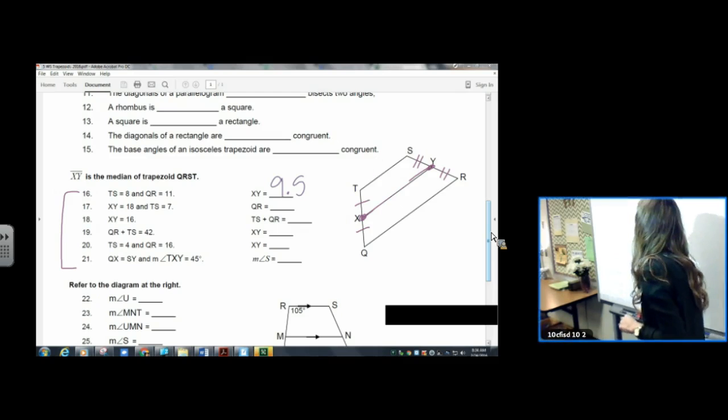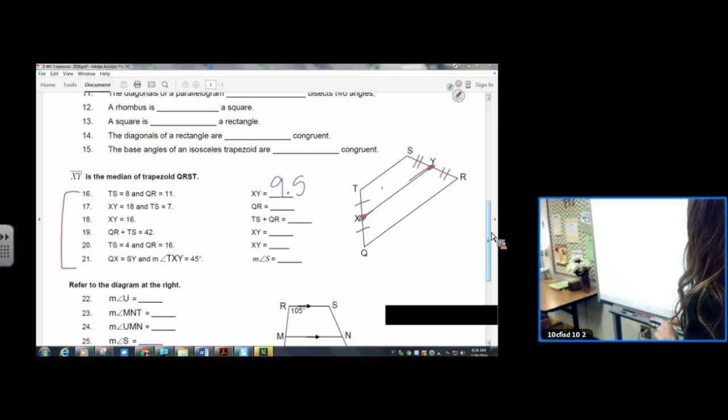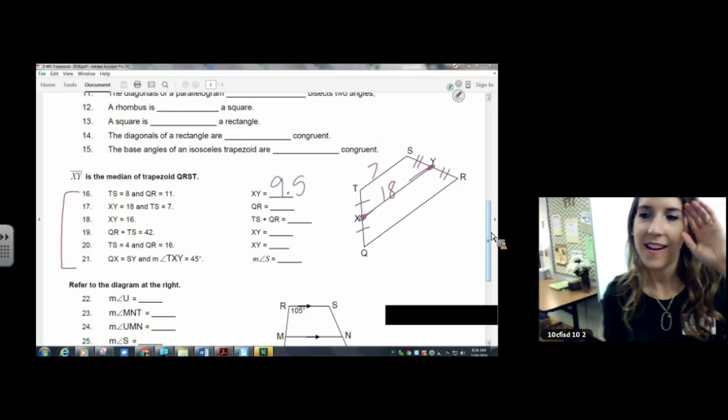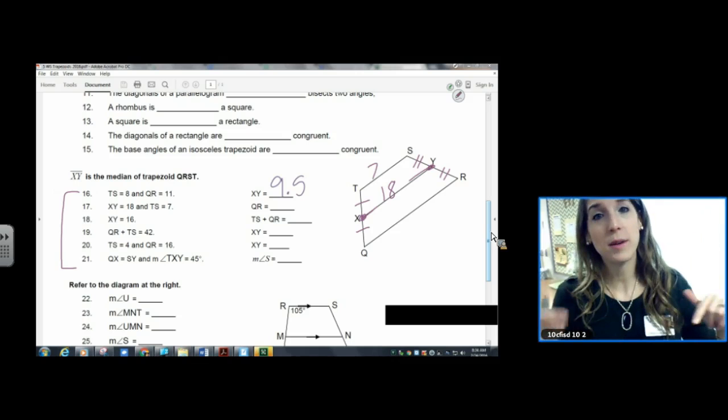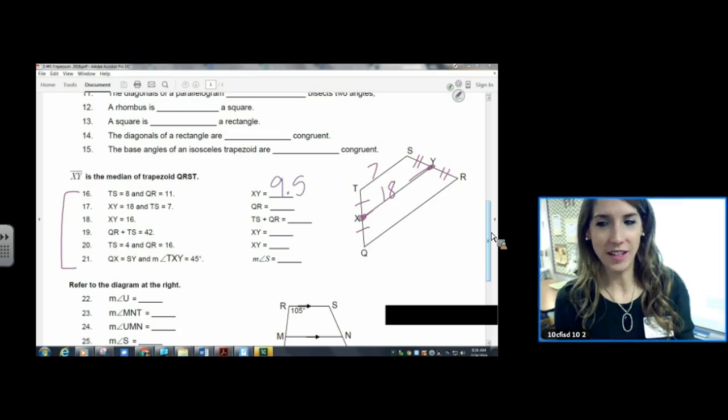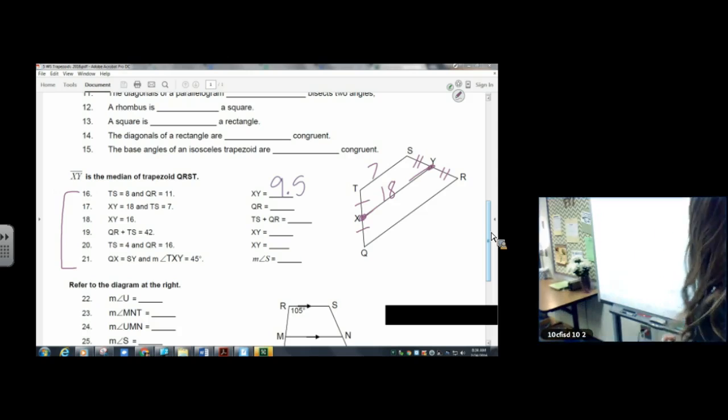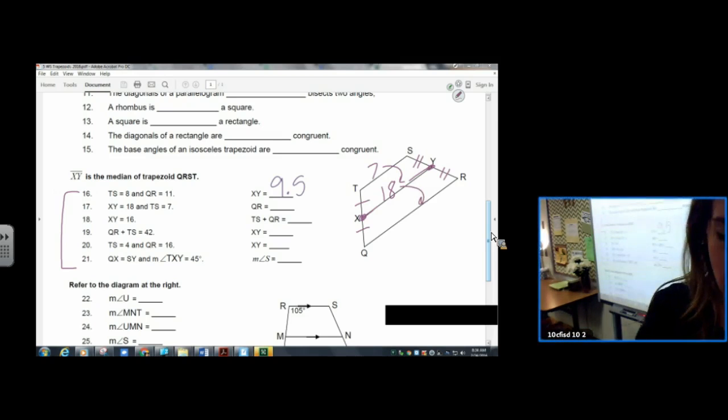Okay, next one, 17. XY is 18 and TS is 7. I taught you in class that you could set up a formula, 7 plus X divided by 2 equals 18, or you can just play leapfrog. I like playing leapfrog. I think it's fun. How far do you leap? From 7 to 18, so you're doing 18 minus 7. You're leaping 11.